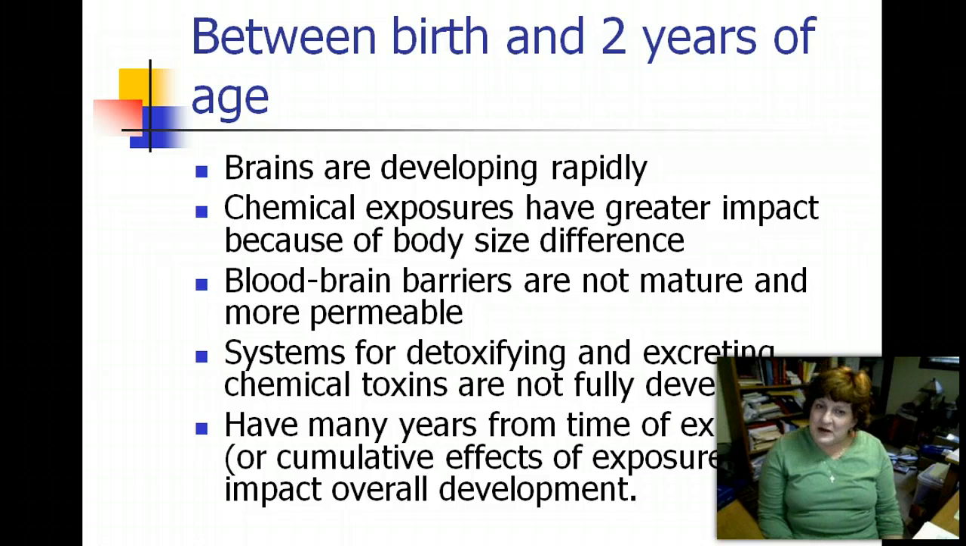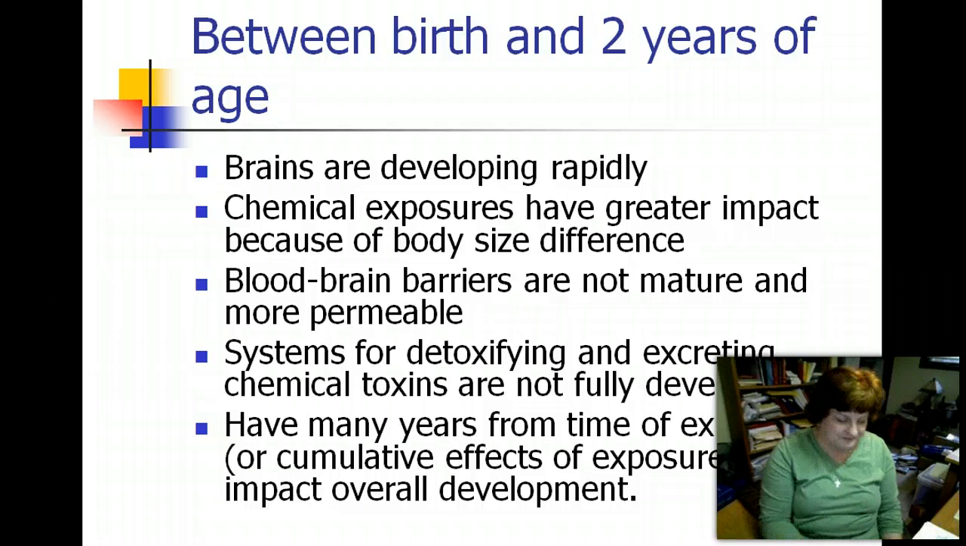Their blood-brain barrier is not mature. It's much more permeable. The systems for detoxifying and excreting chemical toxins are not fully developed. So again, that's the liver and the kidney capabilities to excrete these toxins. And over many years of exposure, cumulative effects of exposure may impact the overall development of the child.